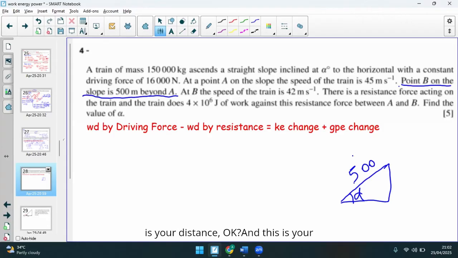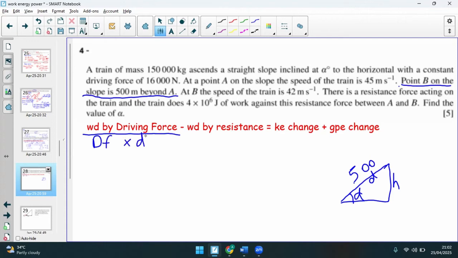Now, remember, this is your distance, and this is your H. Now we have the distance, so let's fill the formula. This is D there, distance. Work done by driving force is what? dF times D, which in this case is 16,000 times 500, minus work done by resistance.